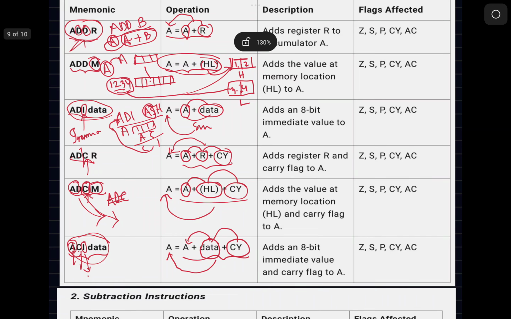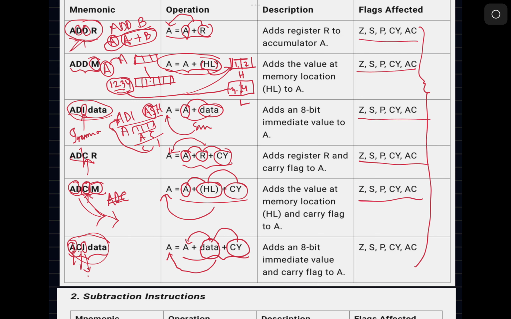So in all these instructions, what we can see is that they are arithmetic instructions. All flags are affected. Okay, all the 5 flags are affected.